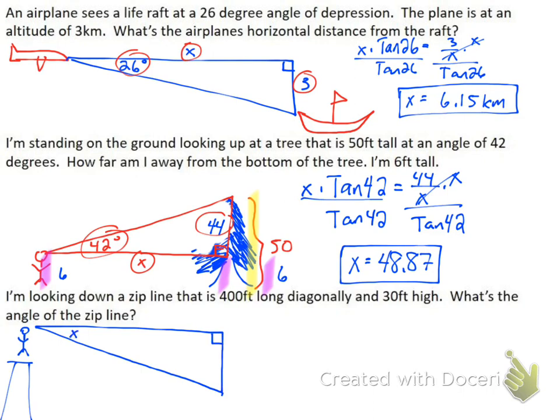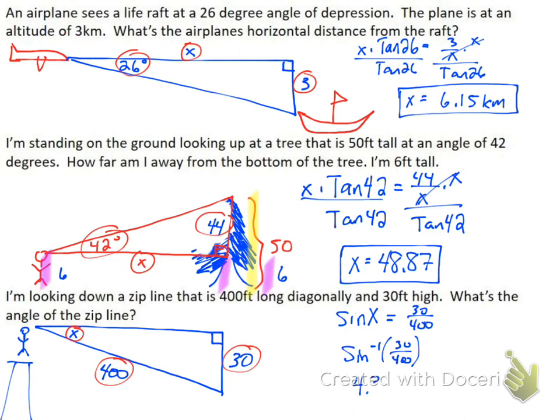So I'm trying to figure out the angle that I'm going down at from the horizontal. I know I'm 30 feet high, so this is 30. And then it's 400 feet diagonally, so I know my hypotenuse is going to be 400. Three things I know. And so I've got opposite and hypotenuse, so I'm going to go sine of x is equal to 30 over 400. And so again, I'm going to go second sine, so inverse sine, 30 over 400. And that'll get me an angle of 4.3 degrees.